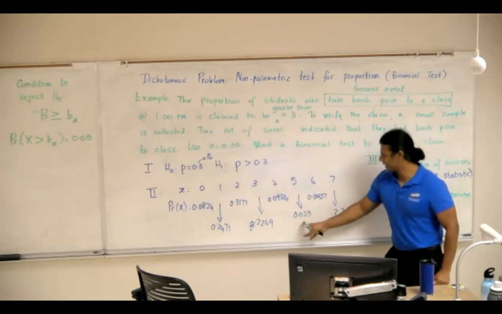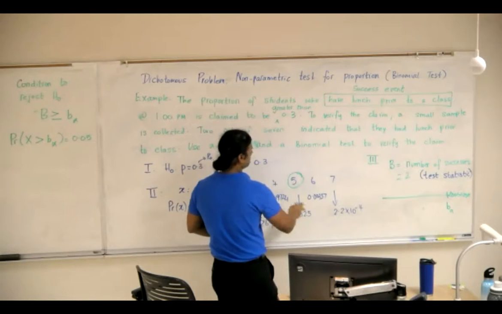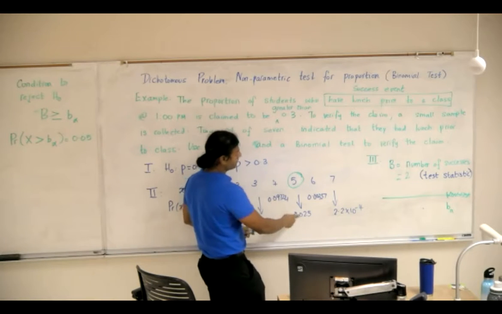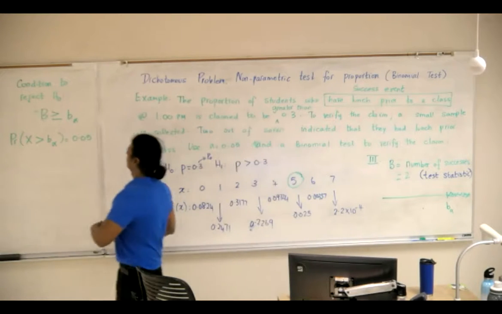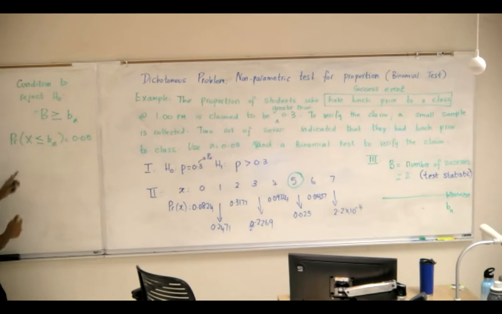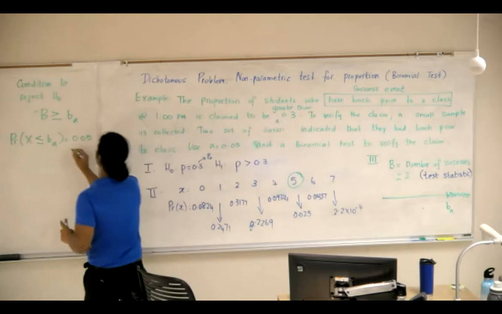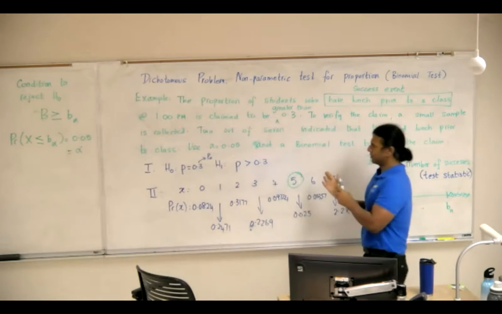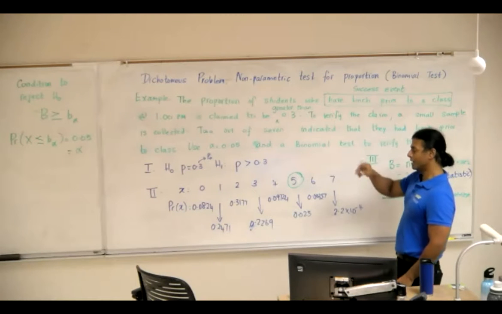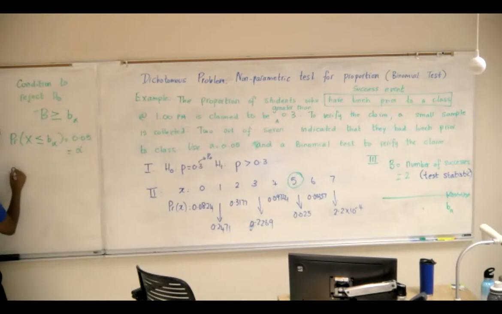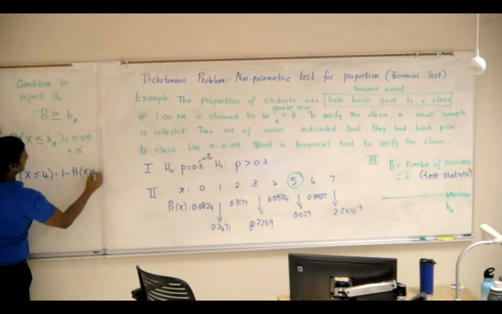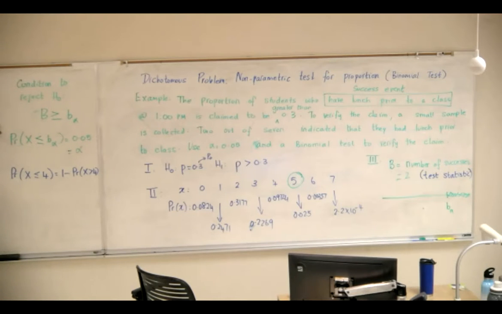Good. In other words, that value 5, because the probability greater than 5 or greater than 4 is 0.025 something. The sum of those. I'll write it this way. It's conventional. Less than or equal to B sub alpha would be equal to alpha. Less than or equal to some value would mean 1 minus the probability of greater than. So in our case, if I pick probability of x less than or equal to 4, that would be 1 minus the probability of x greater than 4.